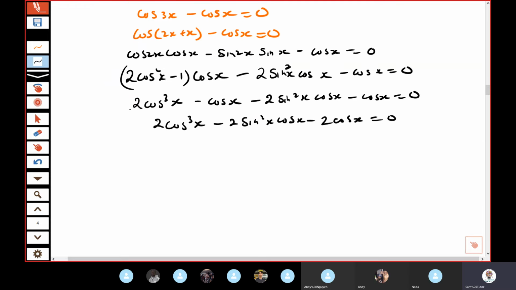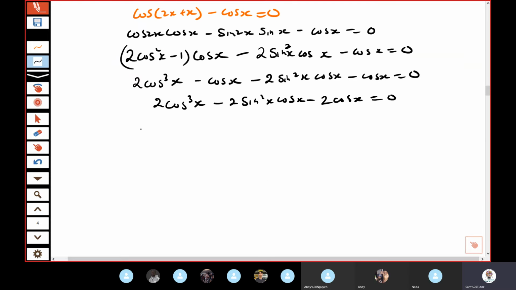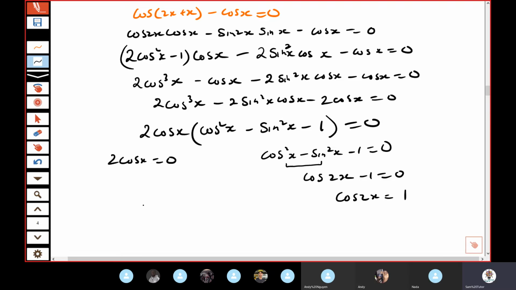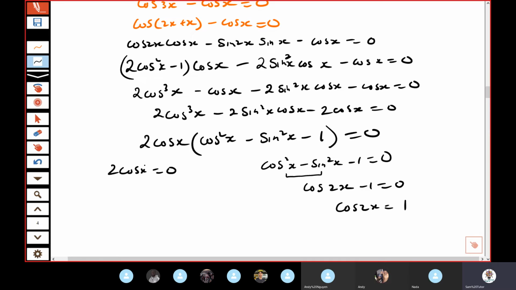All right, and factorize my cos x out and your 2, you might as well. You're left with cos squared minus sine squared minus 1 equals 0. So essentially we've got 2 cos x equals 0, finally. And we've got this cos squared minus sine squared minus 1 equals 0. Now there's two ways of doing this. You either change cos squared to 1 minus sine squared and then just go about it that way, or it's realizing this is your double angles. So whatever you wanted, again, it doesn't matter. And then solve. All right, I might just zoom it out.